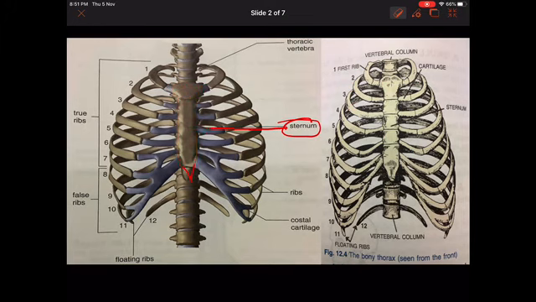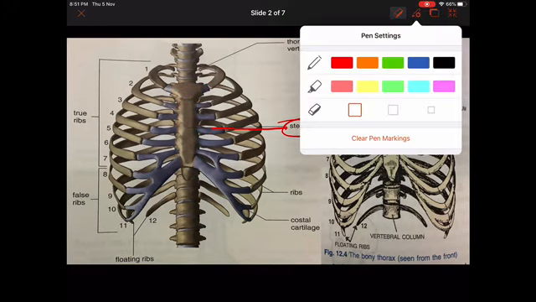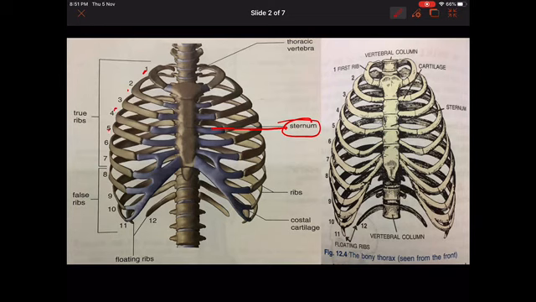There are 12 pairs of ribs, and 12 pairs means one on this side and one on this side, one on the left side and one on the right side. From the back side, they are attached with the vertebral column, the vertebrae, and from the front side, these are attached with the sternum, and they constitute a bony case or rib case.